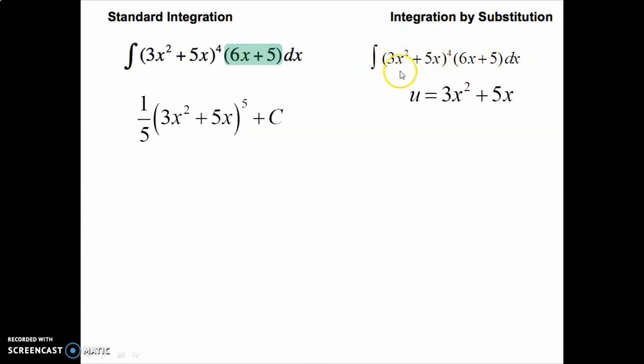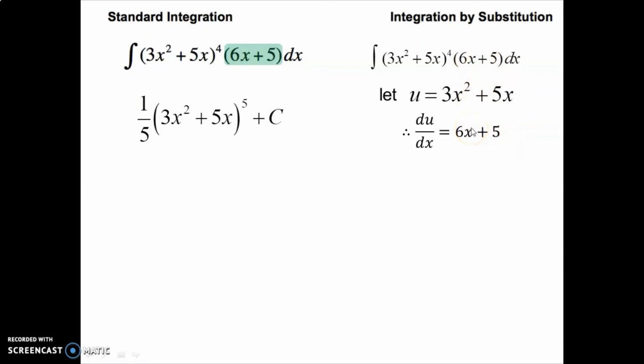So this, you set that equal to u. Usually we use the letter u. So we say u equals that. Then you take the derivative of that. Okay, so you take the derivative of this, du dx, and it's 6x plus 5. And now you can confirm, okay, yes, I saw it correctly, that is the derivative.